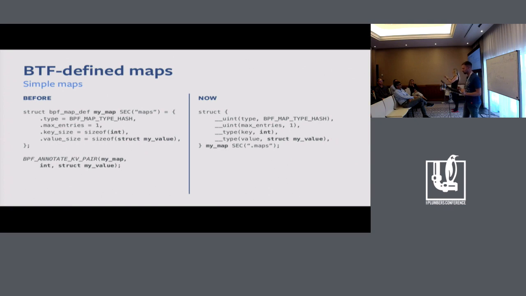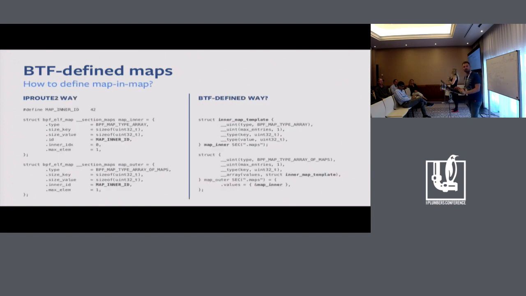They're one-liners, essentially just hiding the pointer to a type, where you say that the map is a set of key value pairs. Type is hash, max entries will be one. The interesting part is type key and type value. Here you specify that the key is of type integer, which automatically means that the key is of 4-byte size, and it will never get out of sync. Similar for the value, where you provide some custom my value. And then you just put it into the .maps section. So it's shorter, it captures type information, and it's harder to get it wrong.